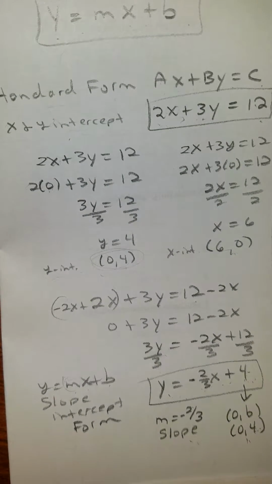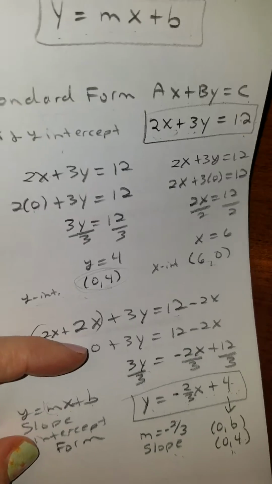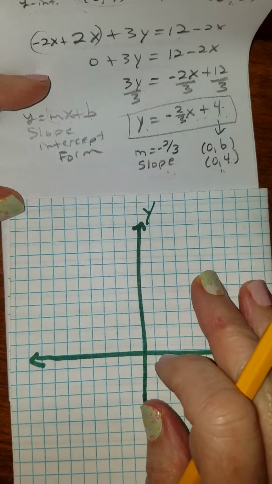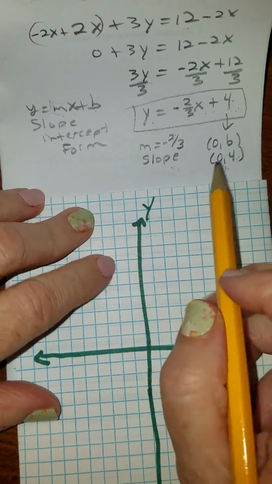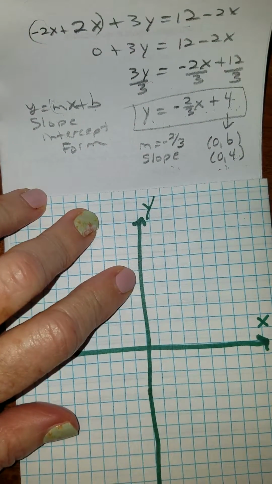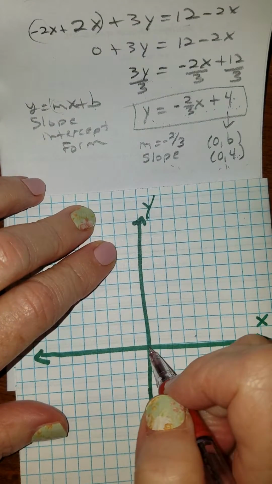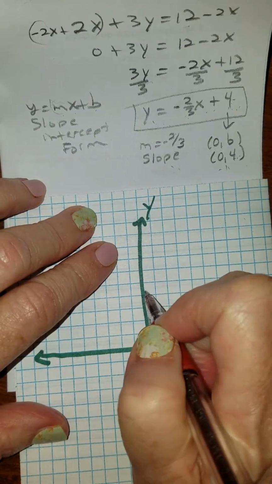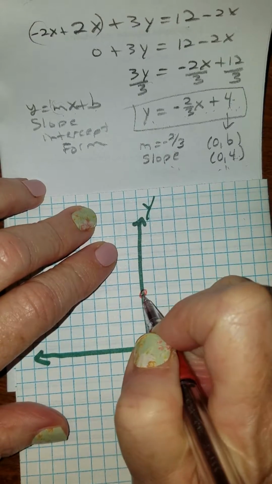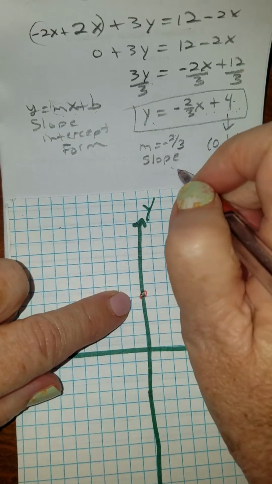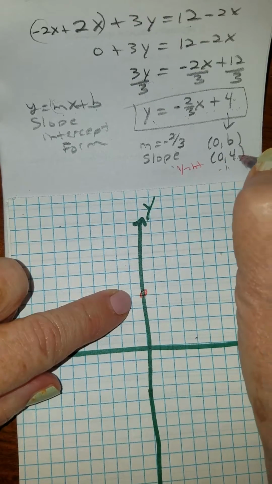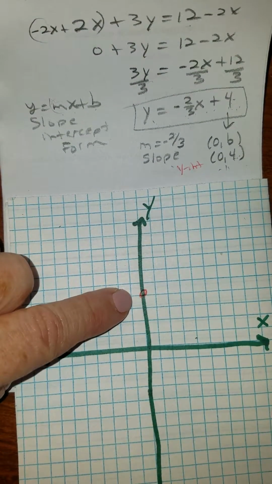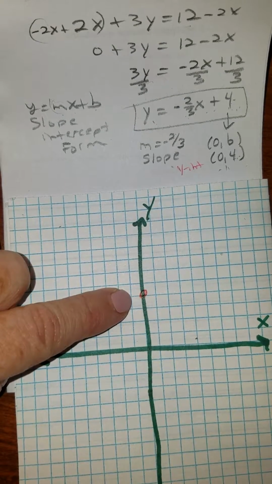So let's graph that line. All right, first thing I'm going to do is graph (0, 4), right? So 0, up 4: 1, 2, 3, 4. Remember, this is where it crosses the y-axis, the y-intercept, (0, 4). So there's 1 point, but I have to have 2 points to graph the line.